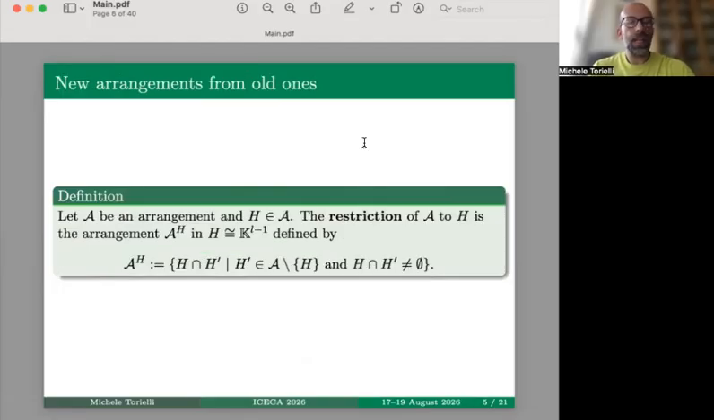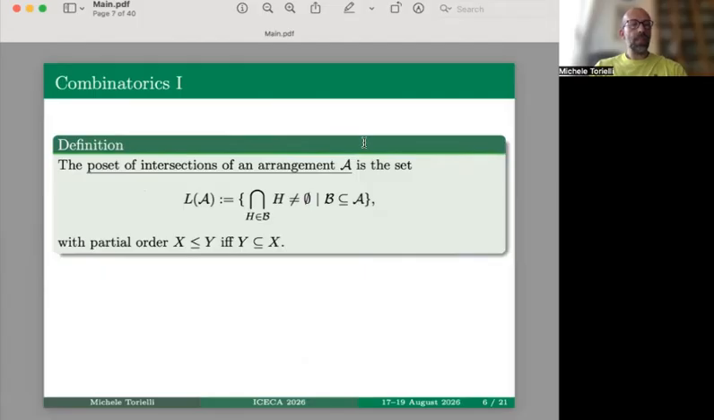Now, given a hyperplane arrangement, we can construct a new one. The idea is this: I take A and I take H, a hyperplane in A. Then I construct the restriction of A to H. That is an arrangement denoted A^H that lives in H, but H is isomorphic to K^(l-1). So basically, I start from an arrangement in K^l, and I go one dimension less. A^H is nothing else than all the traces of the hyperplanes on H, my chosen hyperplane. Now, when we study hyperplane arrangements, there are various approaches that one can take.